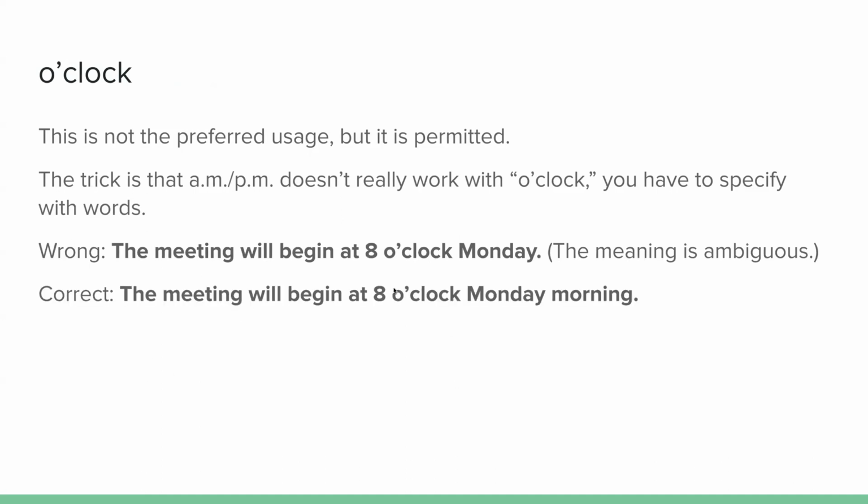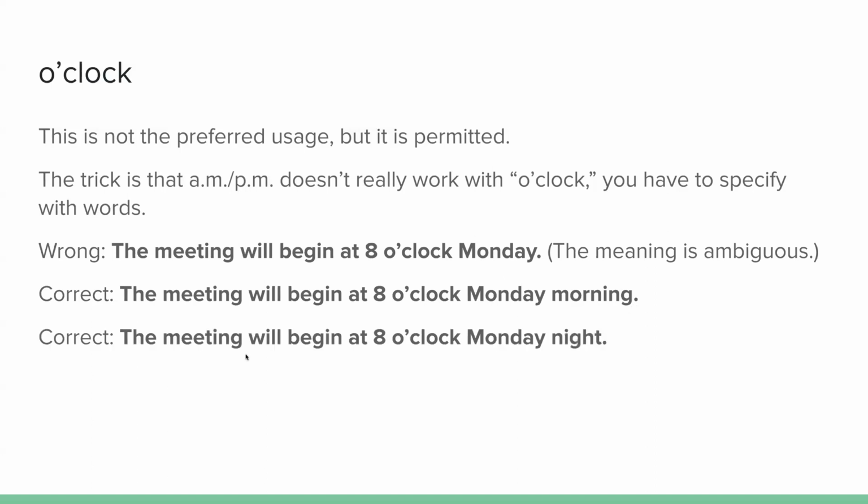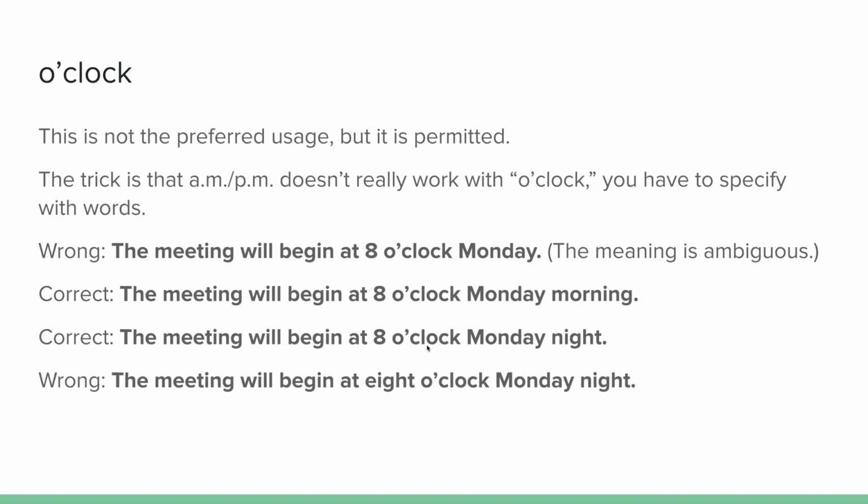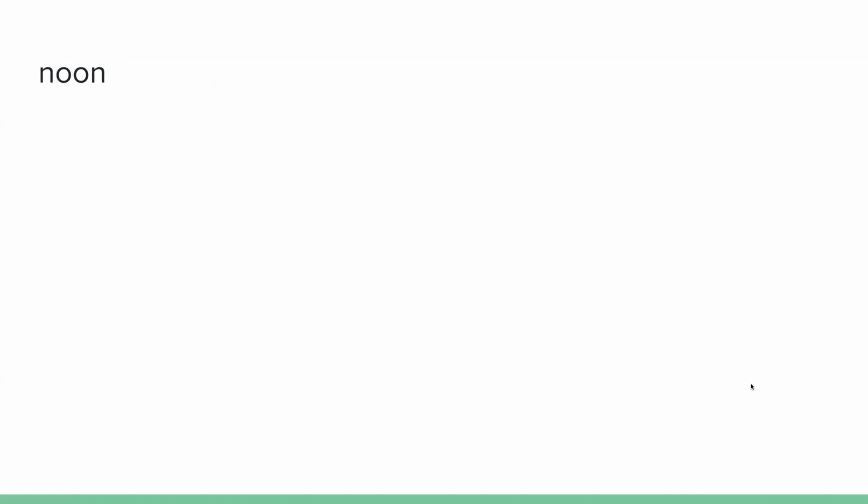So you can say the meeting will begin at 8 o'clock Monday morning. That's fine. Or the meeting will begin at 8 o'clock Monday night, depending on what's accurate. But you've got to have that because when you use o'clock, it just isn't very natural to throw AM and PM there, and you can't leave an ambiguous statement like this. Okay, that's what makes it wrong. Also, when you're using the o'clock usage, you still follow the rule on times of day that we always use figures for that. So it would be wrong to write 8 o'clock with 8 spelled out like this.